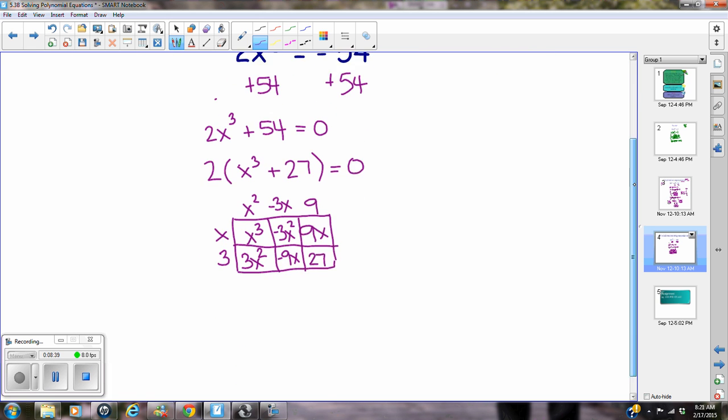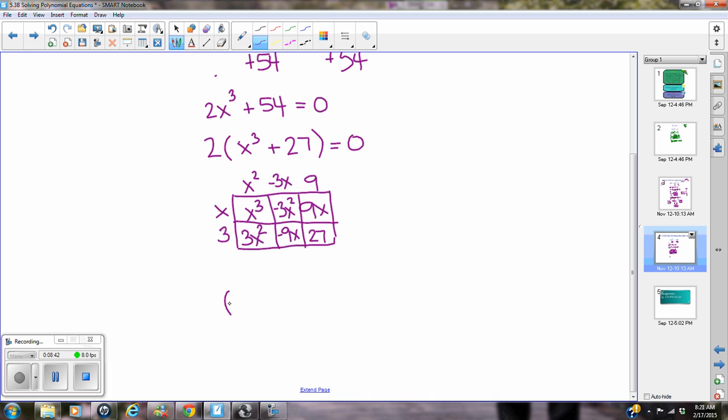Okay, so remember, we did this factoring so that we can find our solutions. So our factored form is x plus 3 from the left and x squared minus 3x plus 9 from the top, and this 2 comes down. All right, so we have 3 things multiplied here that equals 0. 2 equals 0 doesn't make any sense, so we don't get anything from here. x plus 3 equals 0, and we get x equals negative 3. And then this one, if we set that equal to 0, it turns out we don't get any real solutions.